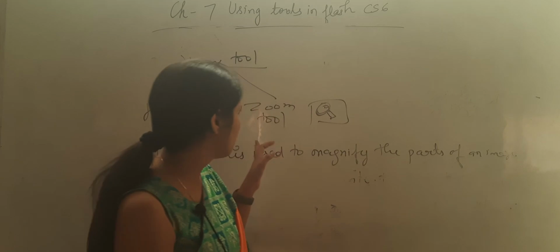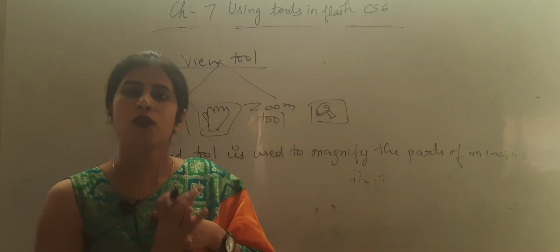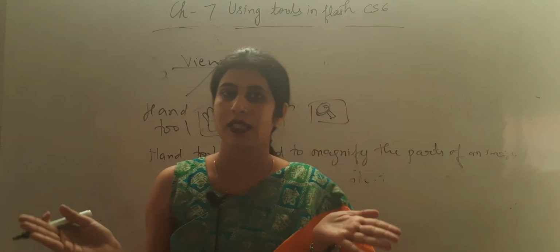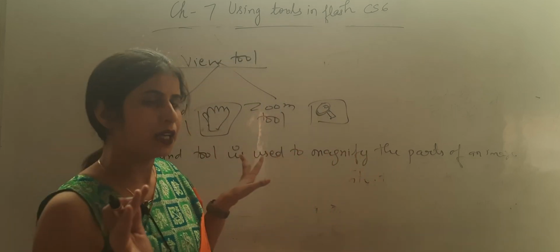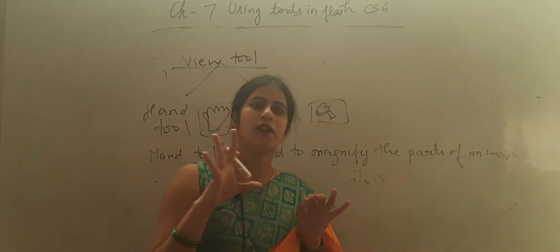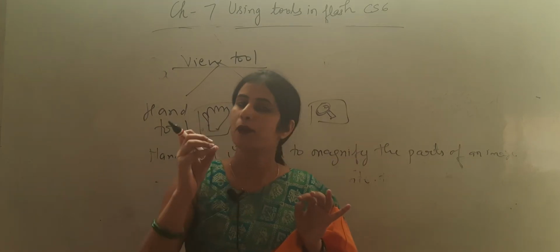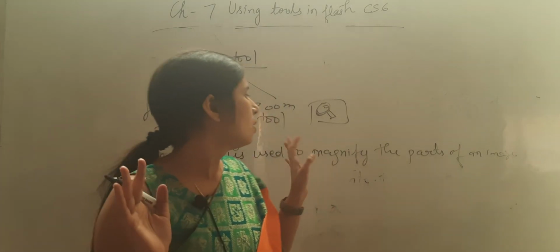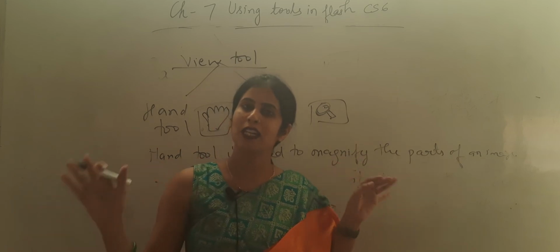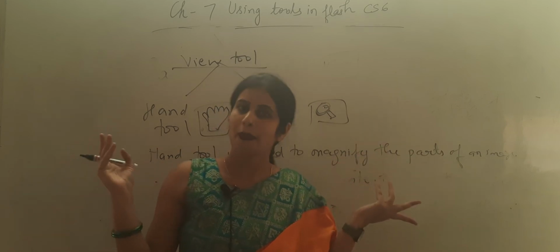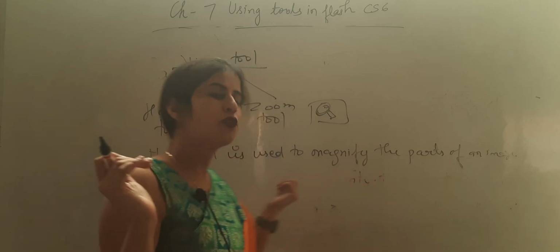Now, what is the zoom tool? The zoom tool is used to magnify the complete image. The difference between these two tools is that the hand tool is used to magnify individual parts, meaning a portion of an image, and the zoom tool is used to magnify the complete image. Complete image means all parts will get magnified if we use the zoom tool.